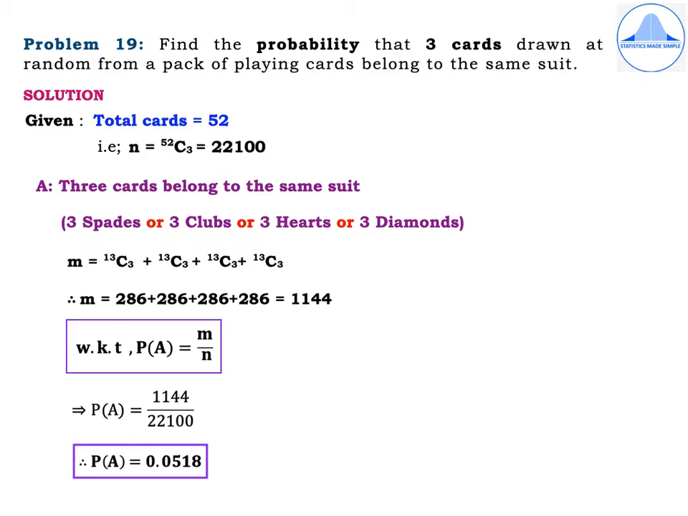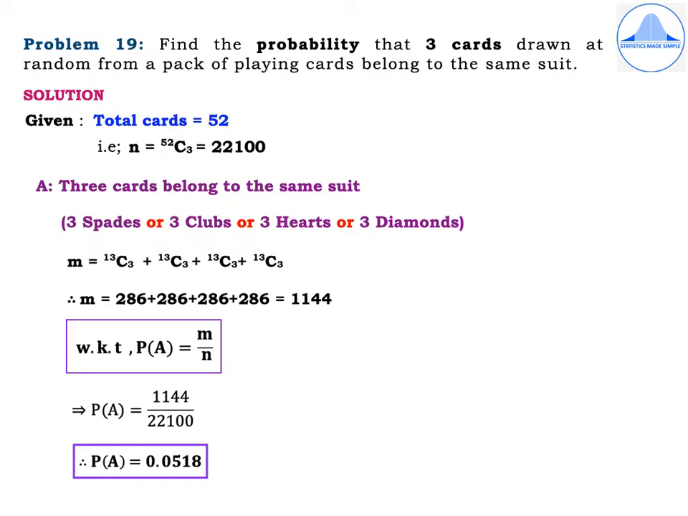So m is equal to, let's do 3 spades. There are 13 spades and you have to choose 3 spades. So the different possibilities are 13C3. Then "or" means plus. Similarly, we have to choose 3 clubs. There are 13 clubs and you have to choose 3. So it is 13C3. In a similar way, you have to do it for 3 hearts and for 3 diamonds. So you will get again plus 13C3 plus 13C3. Therefore, m is equal to 286 plus 286 plus 286 plus 286, which is equal to 1144.